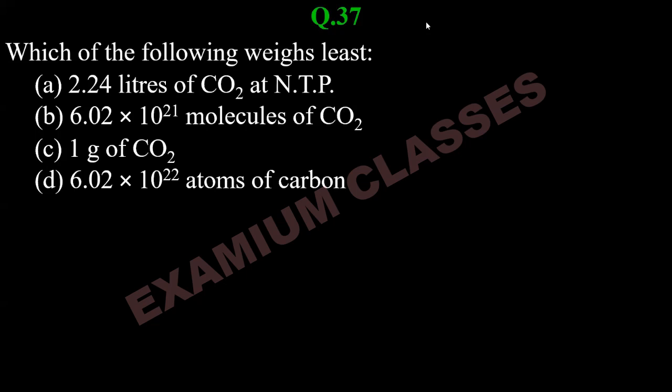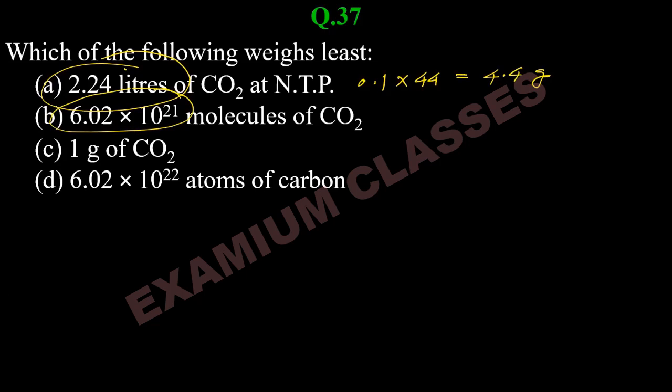Calculate the moles, multiply by molar mass. You need to do it in 3 parts. A, B, D only. C is anyway in grams. Calculate this: 22.4 liter is actually 1 mole. So mass will be mole multiplied by molar mass. So mole, no, 2.24, sorry, it is not 22.4, it is 2.24, it will be 0.1 mole. 22.4 will be 1 mole, 2.24 will be 0.1 mole, it will be 4.4 grams.